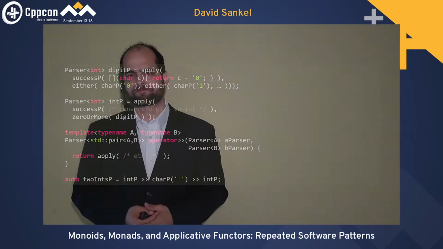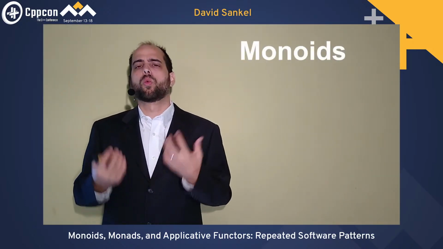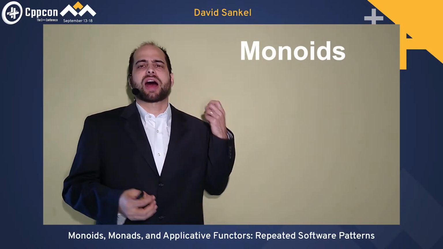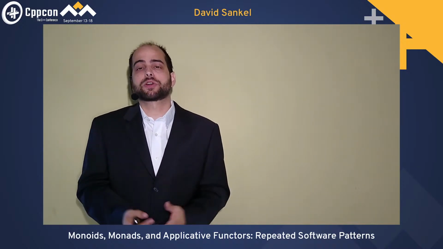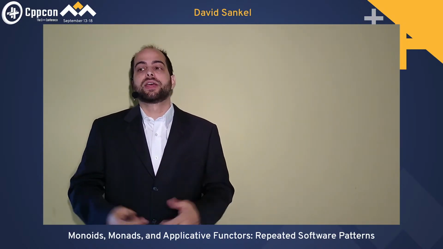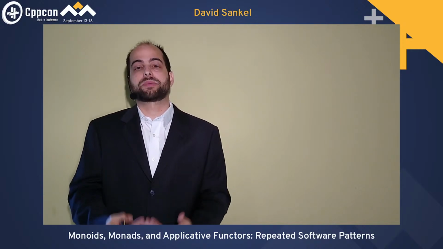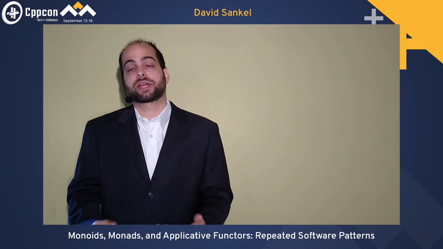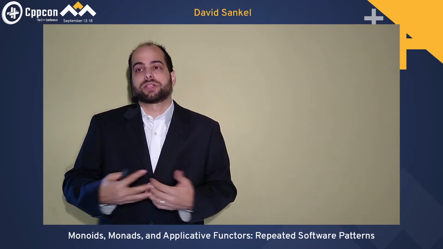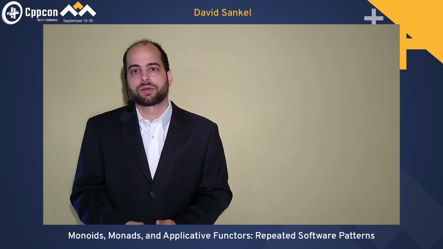Let's review this. Monoids. What are monoids good for? These are highly parallel patterns. In fact, it's a generalized version of MapReduce. If you find that the domain you're working on happens to model a monoid, then you know you can apply a MapReduce kind of system to work on this in extremely parallel terms.